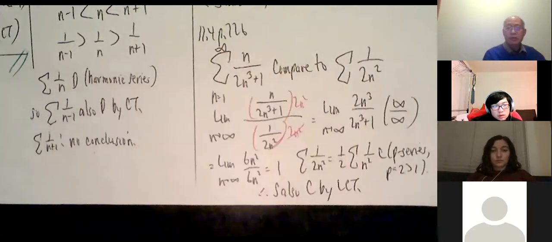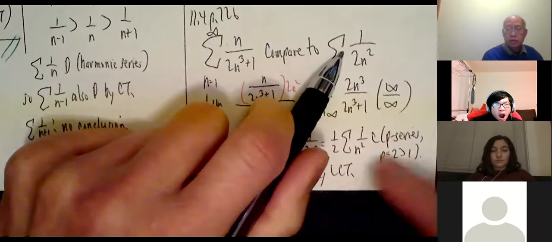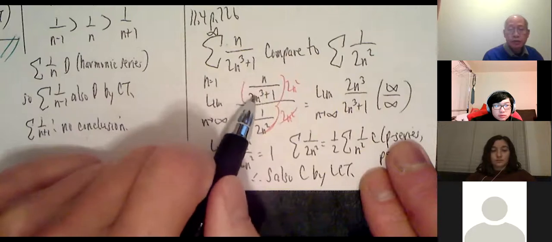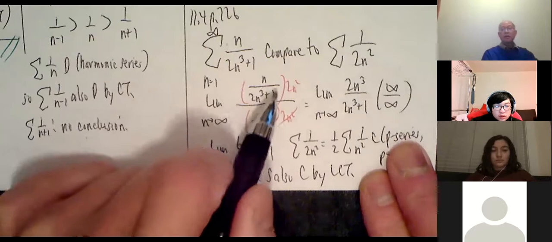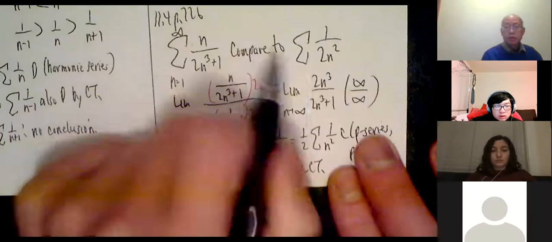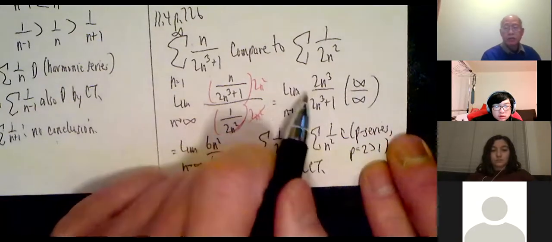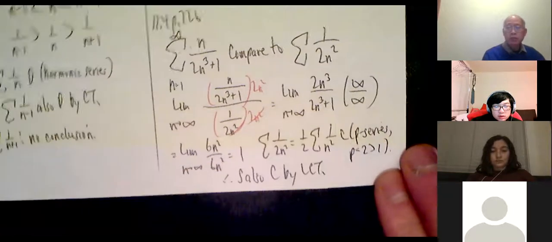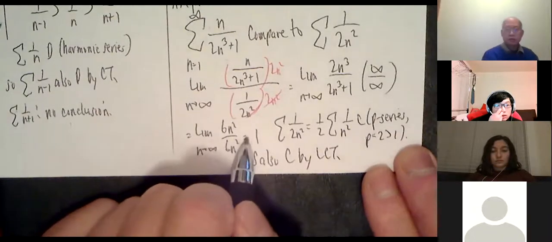Okay, now I established the ratio. So what is the ratio of this to this? So I did limit as n approaches infinity, n over 2n cubed plus 1 divided by 1 over 2n squared. Okay, clean it up, multiply top and bottom by 2n squared, so that's gone. 2n cubed divided by 2n cubed plus 1. This time I decided to go for L'Hopital's rule. Remember L'Hopital's rule, this is infinity over infinity. So I can take the derivative of the top and the derivative of the bottom, 6n squared divided by 6n squared. The limit is 1.